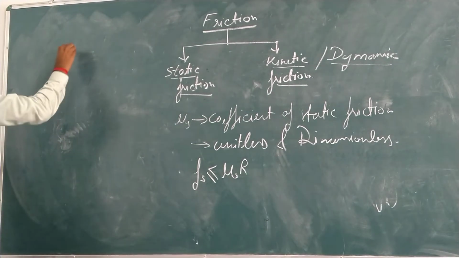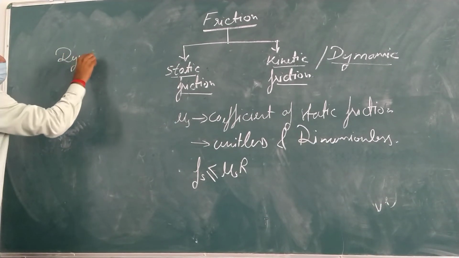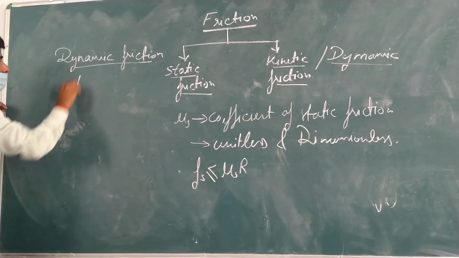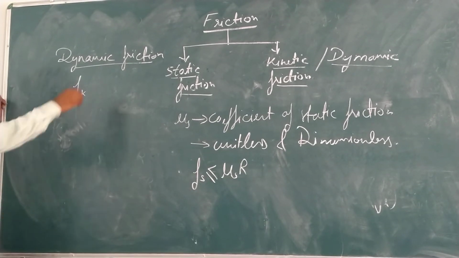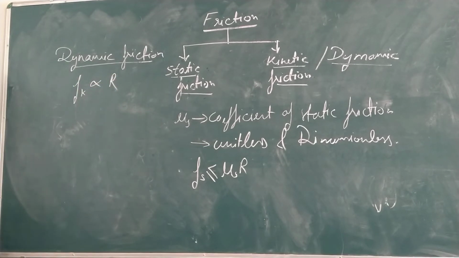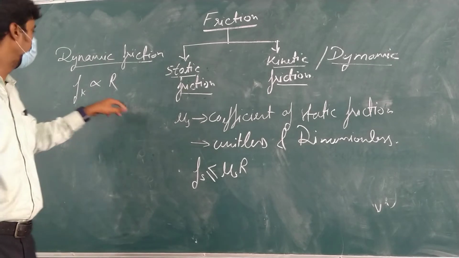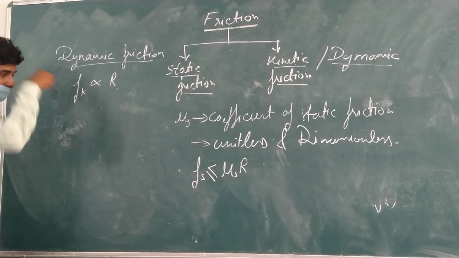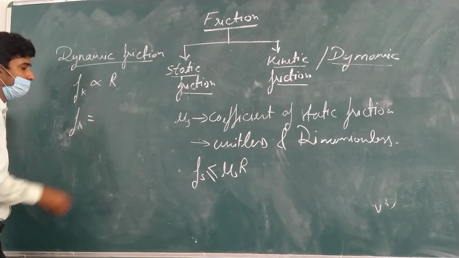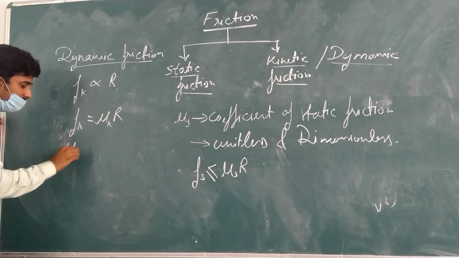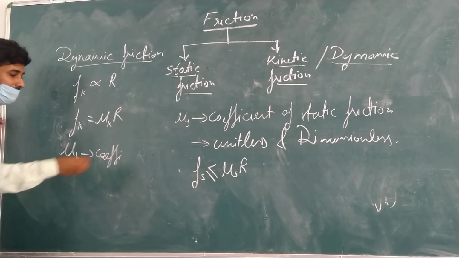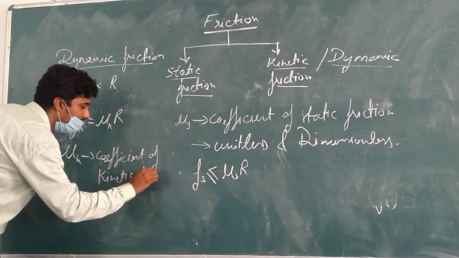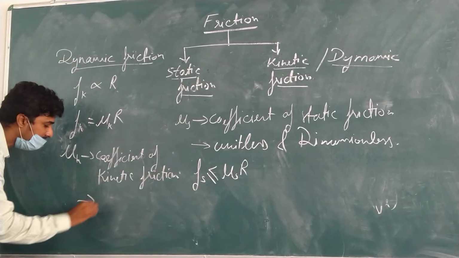Here it is denoted by small fk, which is directly proportional to R. It is also proportional to the reactional force. When the proportionality sign is removed, Fk is equal to mu k R, where mu k is the coefficient of kinetic friction. It is also unitless and dimensionless.